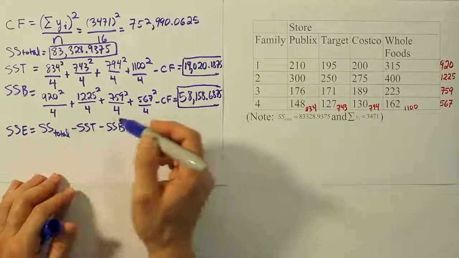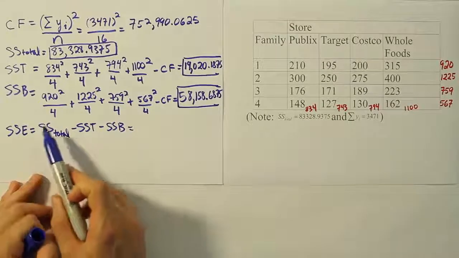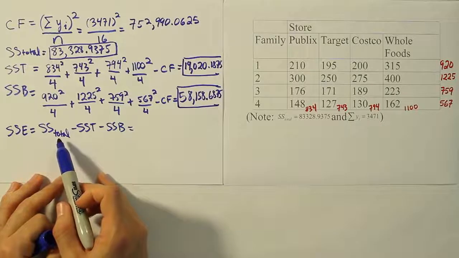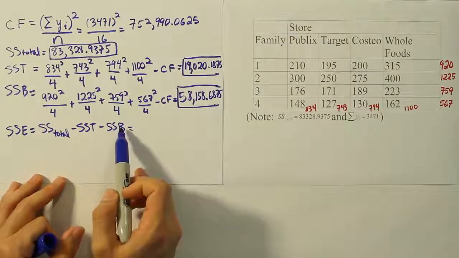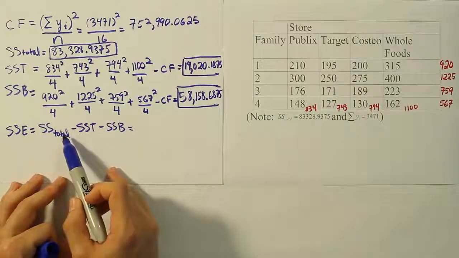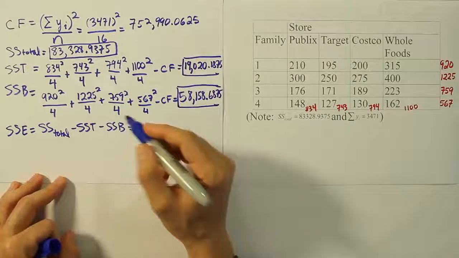So we subtract these things, and again, we've discussed this before, because our model is essentially that all the variation in the problem is due to 3 sources here: the treatment effect, the block effect, and the random error. So if we take away the treatment and the block from the total, we'll be left with just the random error. So that's our idea.